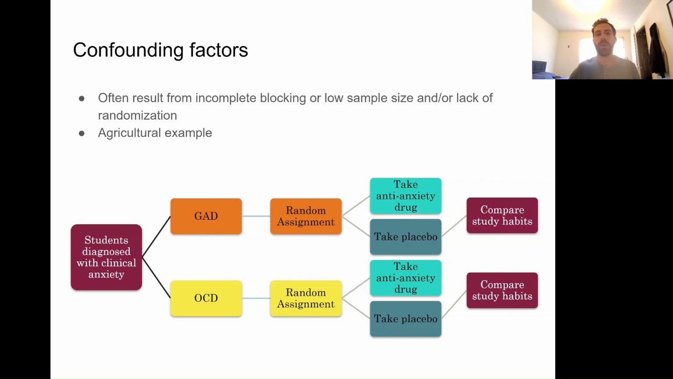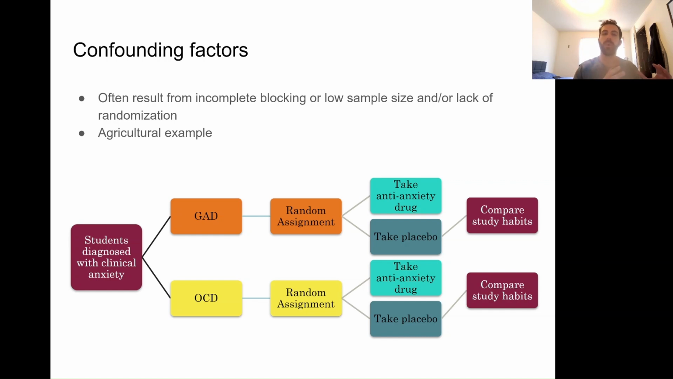All right, so the last thing I want to talk about is confounding factors. These are different than lurking variables, but it's another mistake you can make. Ignore the image on the bottom for now. We'll get to that. But these really result from incomplete blocking or stratification, or from lack of randomization, or you did randomize, but you didn't have enough data for that randomization to be representative of your population. So if you apply those principles, this is unlikely to happen.